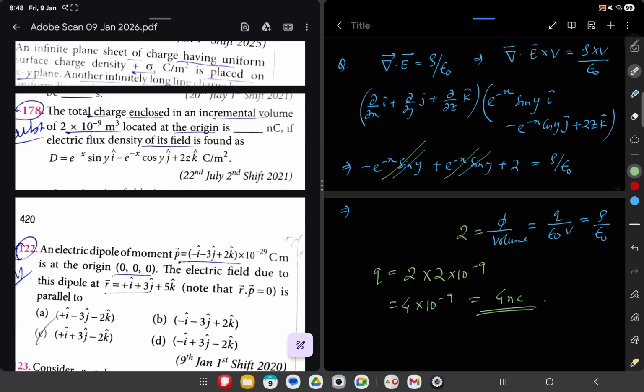And one more thing: in this question D is given to you, D equal to epsilon naught times E. This is not your E, this is the D given in the question. So in place of E you may write it that way, and you are getting this one is 2 by epsilon naught; these both cancel out, so Q is equal to this one.